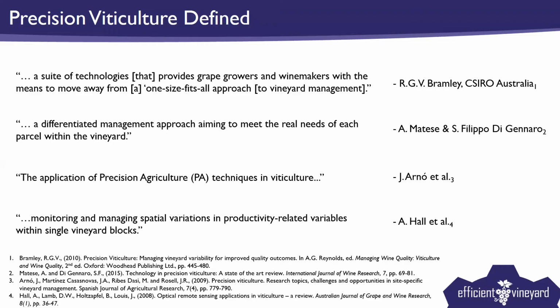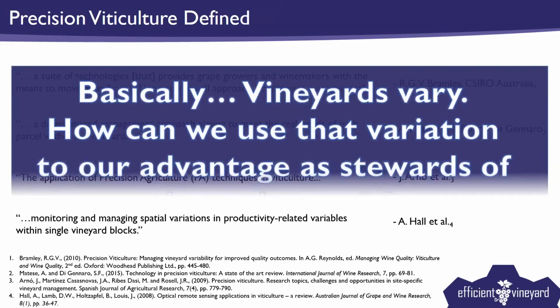All right, so then monitoring and managing spatial variations in productivity-related variables within single vineyard blocks. Again, within single vineyard blocks, I think this sort of falls down, and we want to apply this on a commercial scale. If you're farming 8 acres, if you're farming 4,000, we want to be able to efficiently look at that spatial variation and apply a tailored approach across a whole farm, not just within one block.